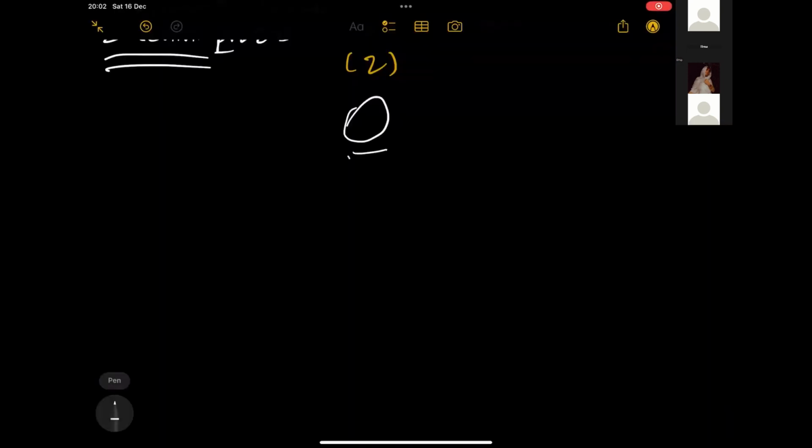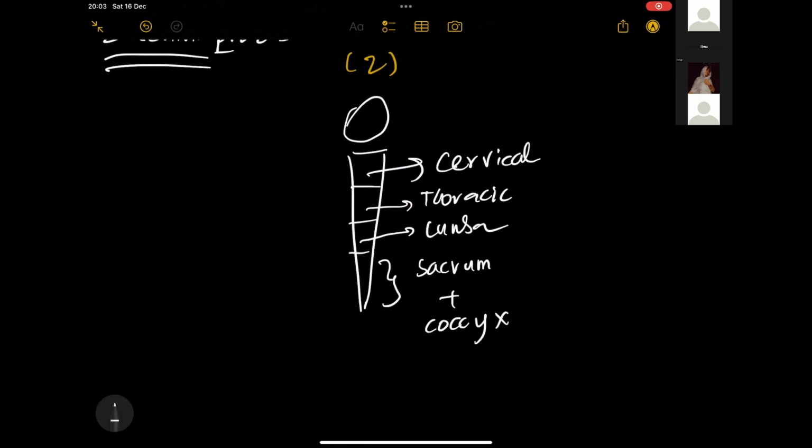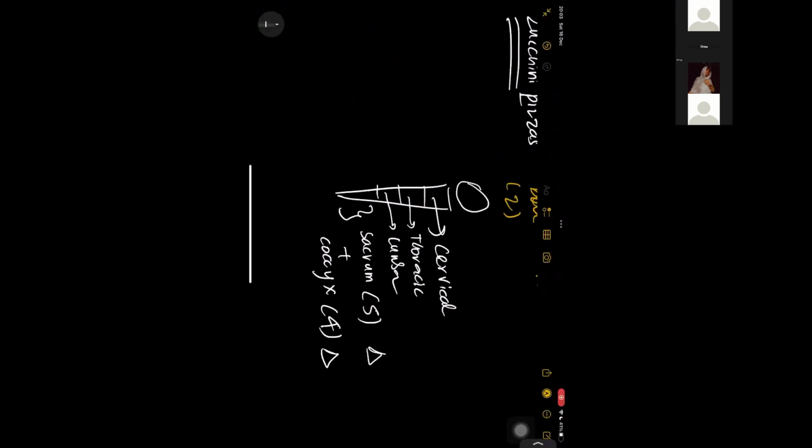So this is a very simple diagram. There is cervical vertebrae, thoracic vertebrae, and lumbar vertebrae. And then finally the fused bones, which are the sacrum and the coccyx. This has 5 fused bones, this has 4 fused bones, and both are triangle shaped bones. Yes, you can take a screenshot of this and ask any doubts if you have.